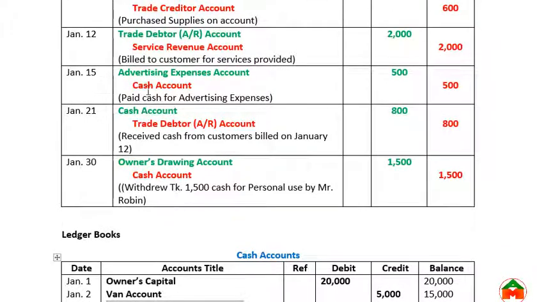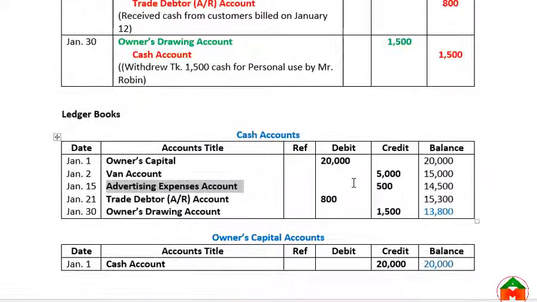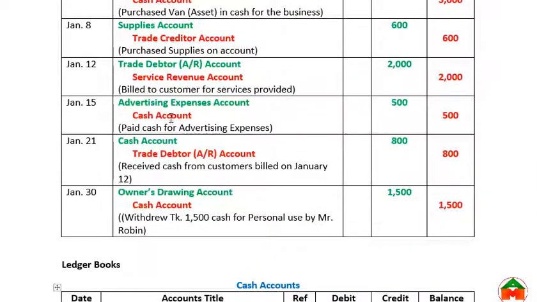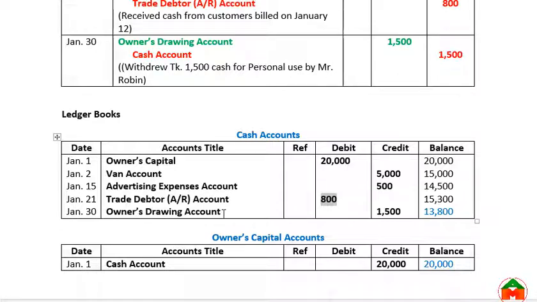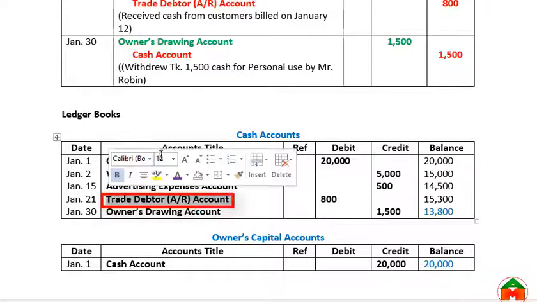Now in January 21 we can see another cash account which is in the debit side. Okay, so cash is debit with 800. We are writing 800 in the debit side, but the opposite name is trade debtor, that means accounts receivable account. So here trade debtor account is written in the account title.